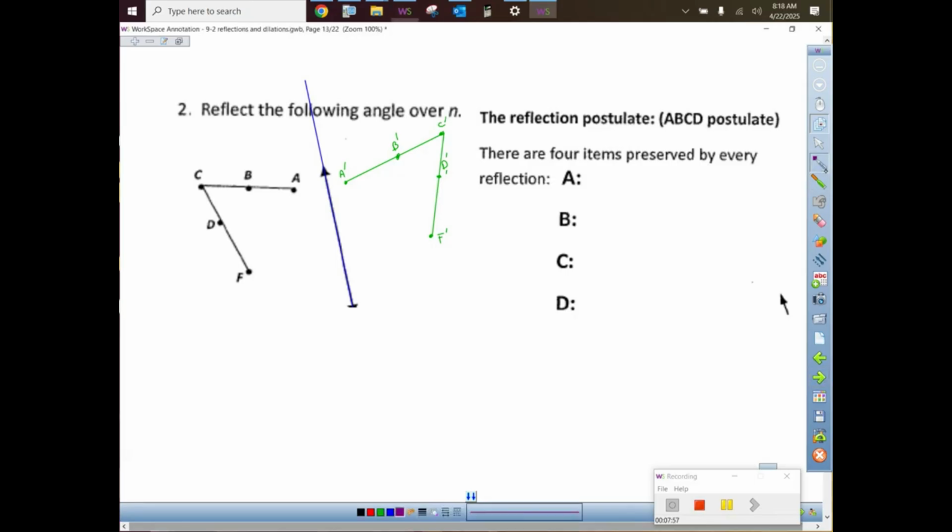So here's my first question. Let's pretend this was 30 degrees. You don't need to put that in your picture. But if that was 30 degrees, when I reflect it, what should that angle measure right there? 30 degrees. You know why? Because angle measure is preserved. Angle measure is preserved by every reflection. If the original guy is 30 degrees, the new guy is going to be 30 degrees.